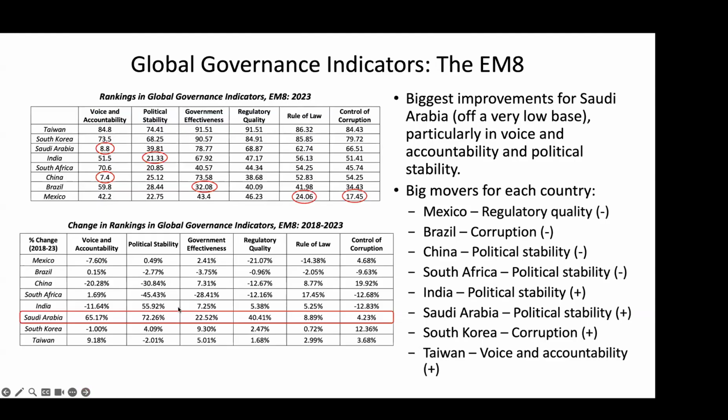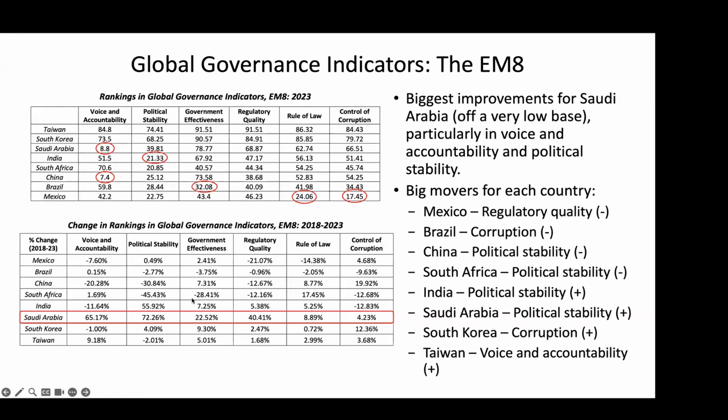So you can see these improvements over time. I just did this in the EM8, the improvements over 2018 to 2023. You see there's been a deterioration in regulatory quality in Mexico and Brazil, and political stability has deteriorated. In this view, in China, South Africa, political stability has deteriorated the most.